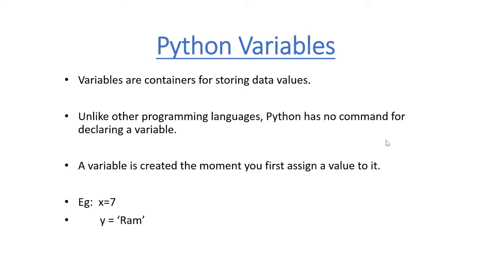In other programming languages, we have to declare the type of variable which we are using. But in Python, Python has no command for declaring a variable. You do not need anything to declare a variable in Python. A variable is created the moment you first assign a value to it. For example, x equals 7. So x is a numeric type variable. y equals RAM. The y is a string type variable.